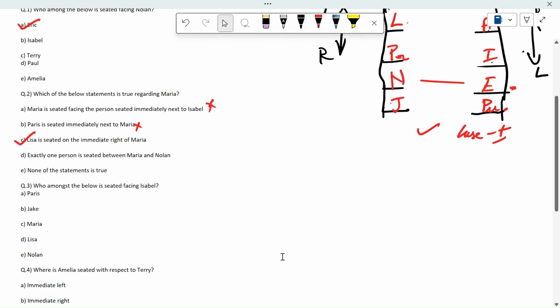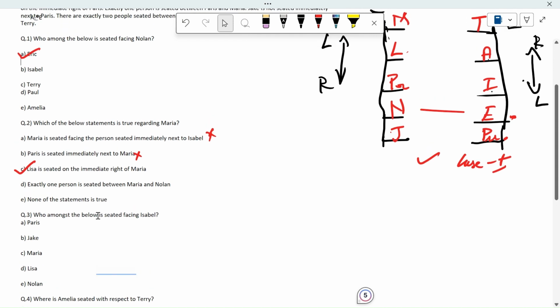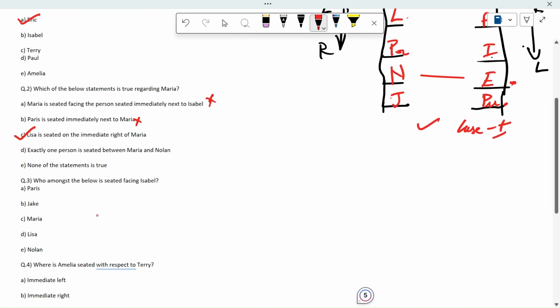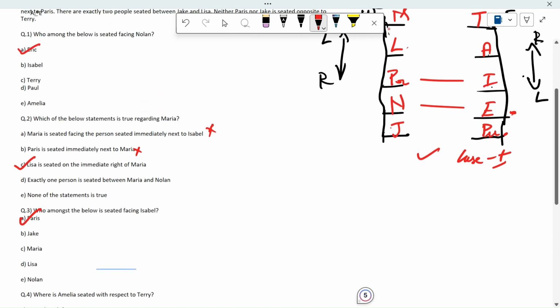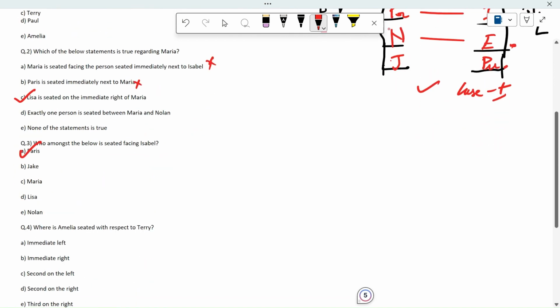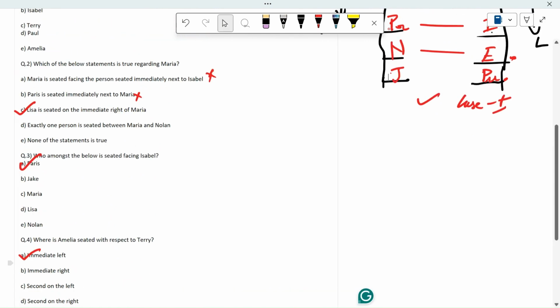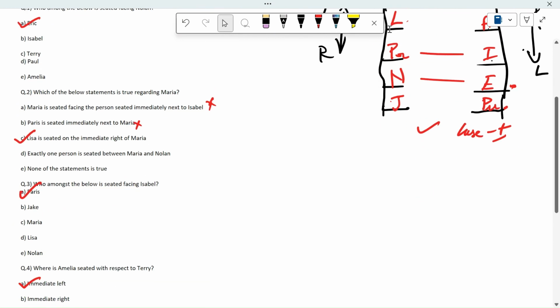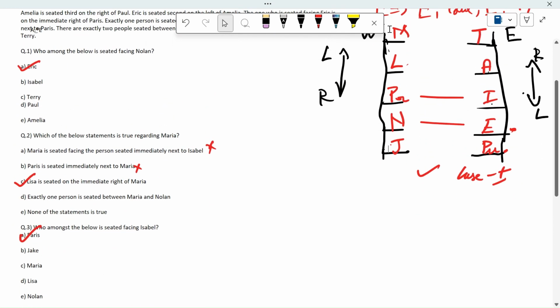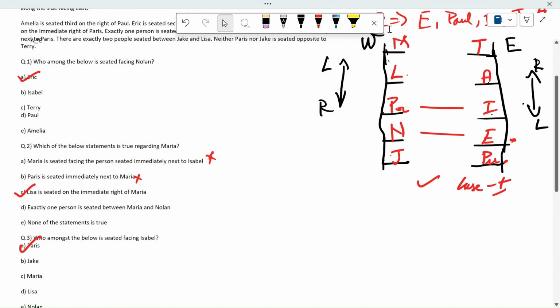Who amongst the below is seated facing Isabel? So opposite Isabel is Paris. I hope you get it from here. Where is Amila seated with respect to Teresi? With respect to Teresi, immediate left. So it is the immediate left option. Coming on to this, with respect to Teresa, Amila is seated on the immediate left.